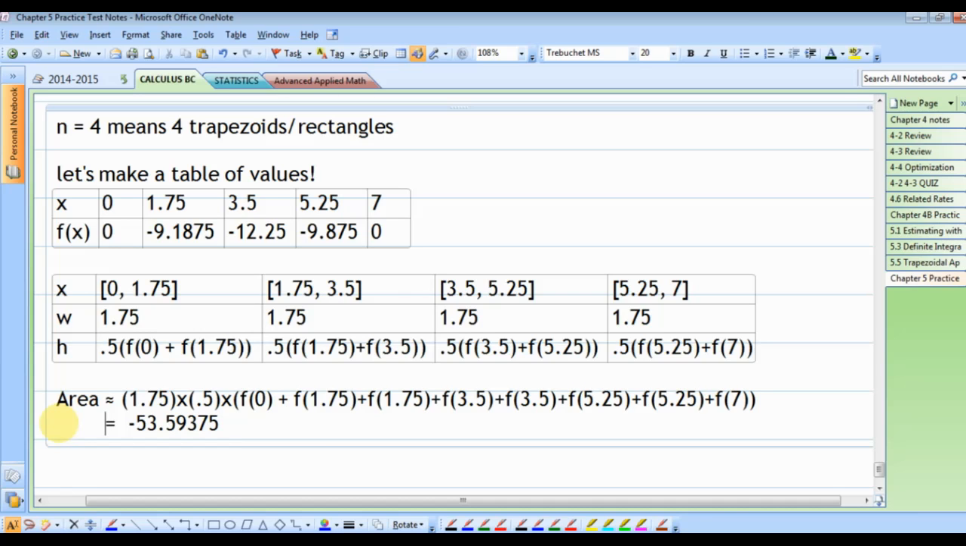I mean, you're supposed to. Not exactly. You're better off just looking at one trapezoid at a time. Okay? Don't try and get the general rule. Just do one trapezoid at a time.